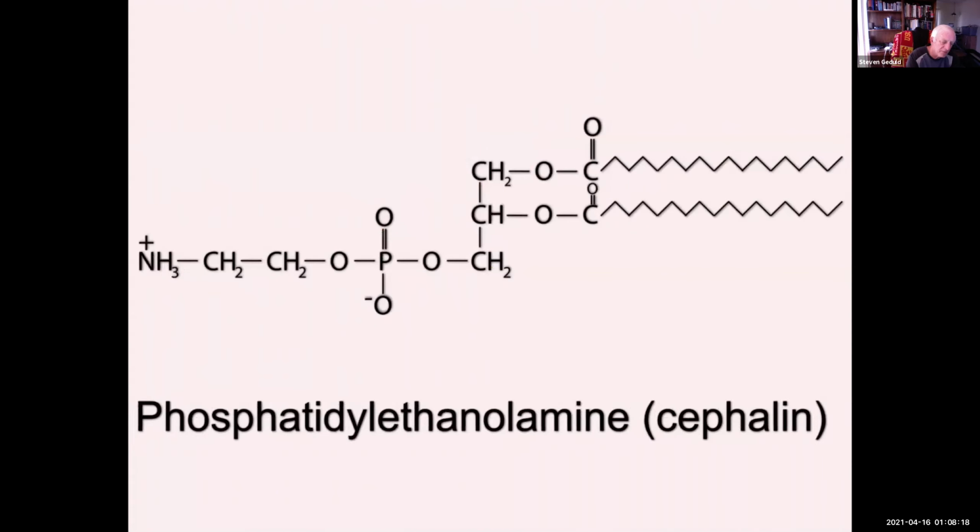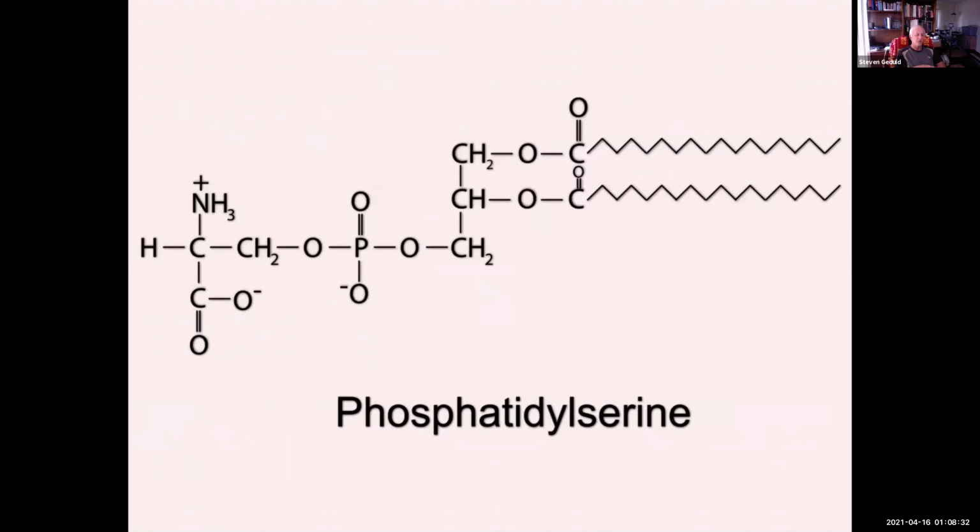Same thing again. This is your cephalin. Again, this is your glycerol group. Two ester groups attached, long chain fatty acids, and then your nitrogen group. Okay, and this is phosphatidylserine. This is a serine group that attaches to your phosphate group right here.